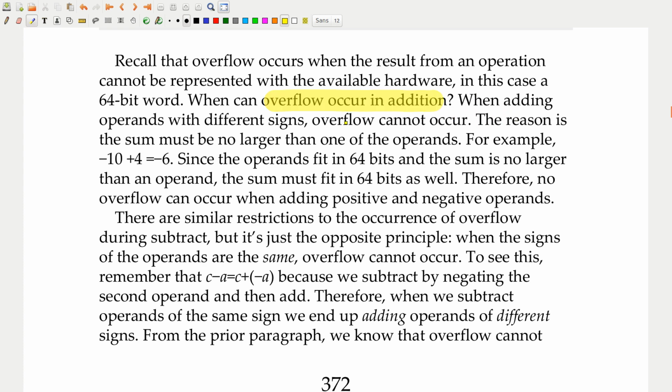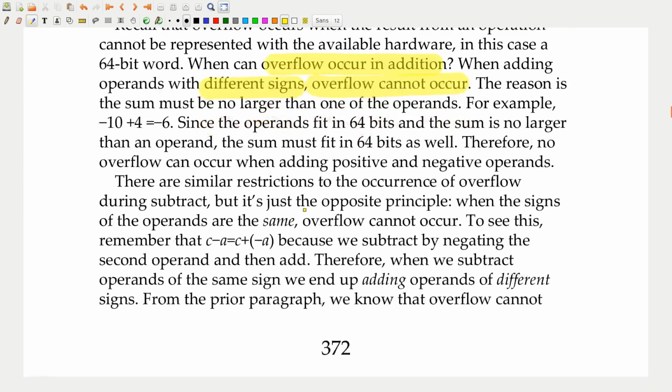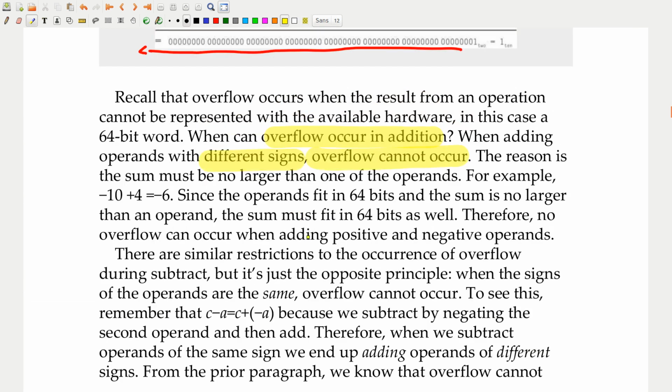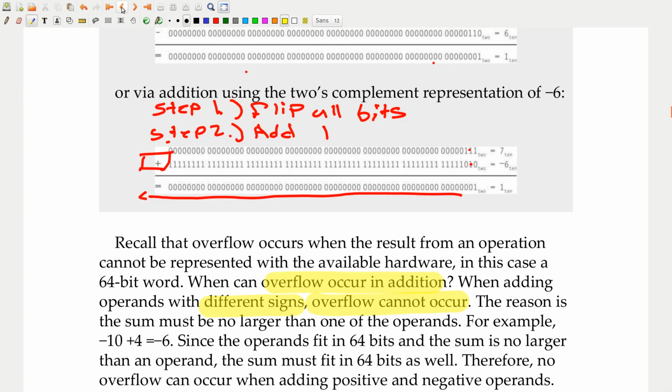So one key thing to note is that when we're adding with different signs, so a positive and a negative, or a negative with a positive, we can never get an overflow. It's not possible. Now, when they're the same sign, that's when we can get an overflow. And so we can prove to ourselves why we can never get an overflow. And we can do it with a very simple example.